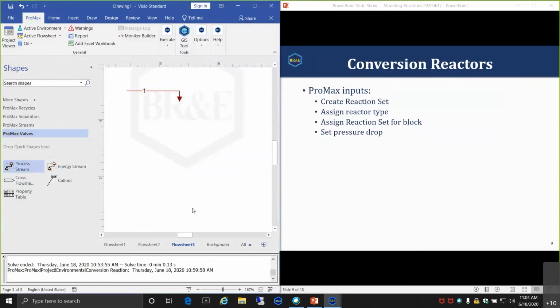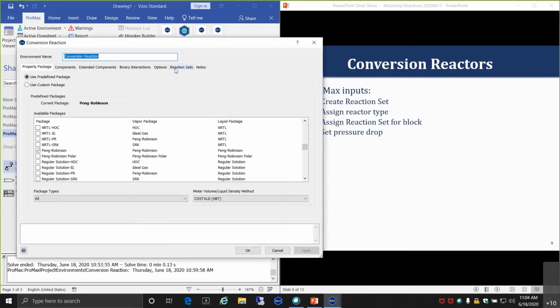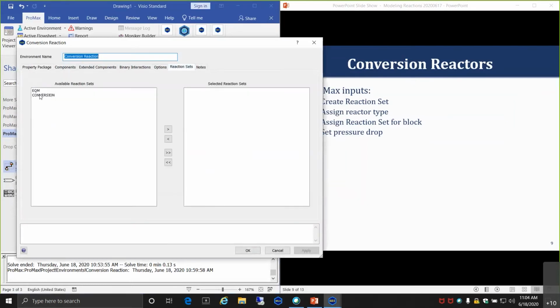I want to come to my environment, and I need to add my reaction set in. I only want this one for now because that's the only one I'm working with, but I could have both of them present in my environment. And then I could have an equilibrium reactor and a conversion reactor sitting on the same flow sheet.